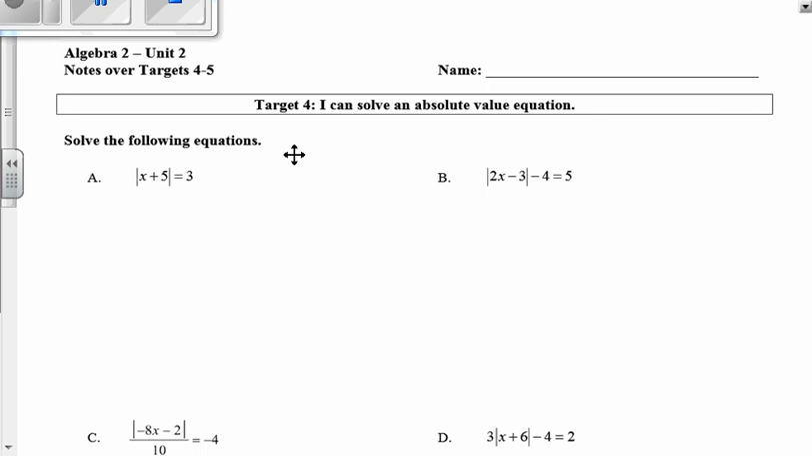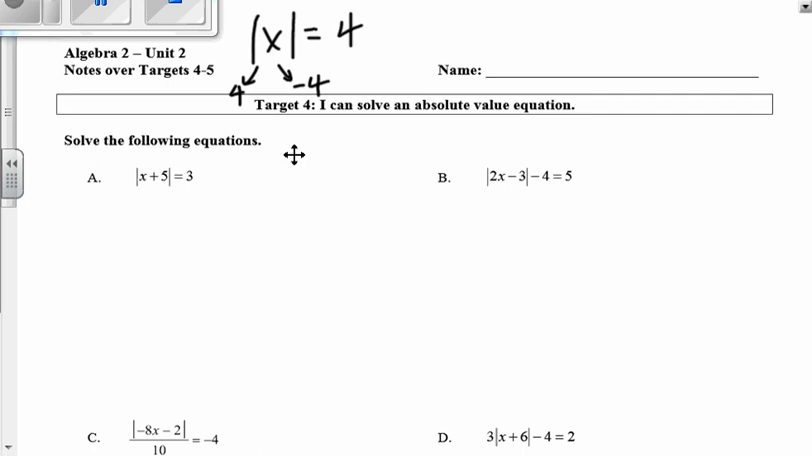Here we are with targets 4 and 5 in our second unit. So target 4 is solving an absolute value equation. What we need to understand to be really good at this target is, let's start off basic: if you have the absolute value of x equals 4, x could be 4, but it also could be negative 4. Remember, the absolute value is the distance from 0. Distance is always positive. So we have two possible solutions for x.